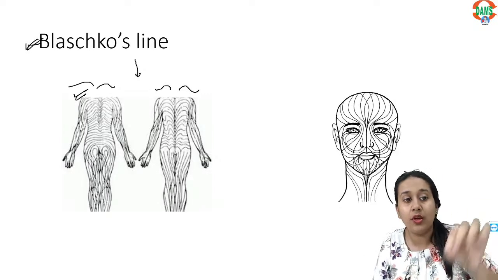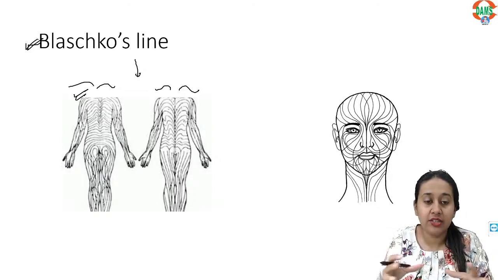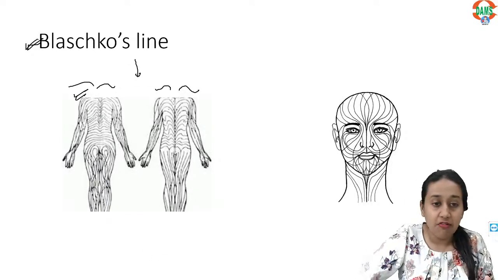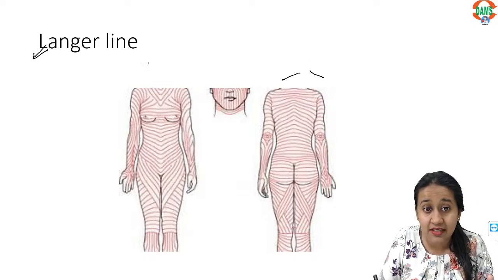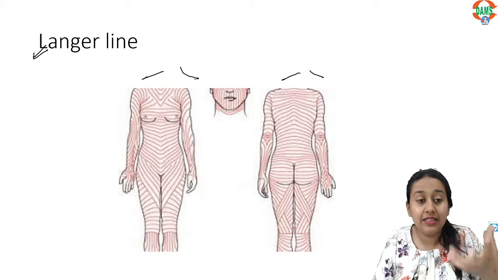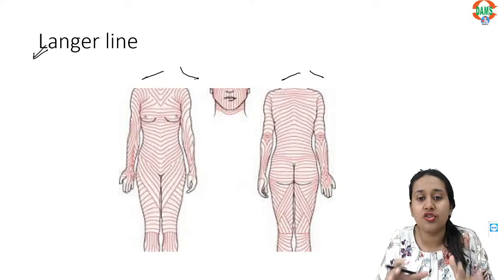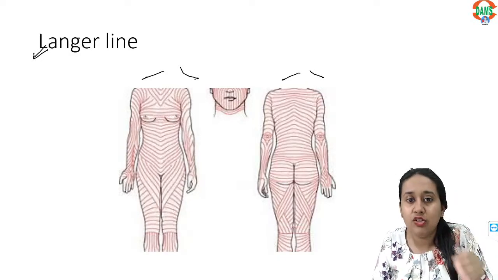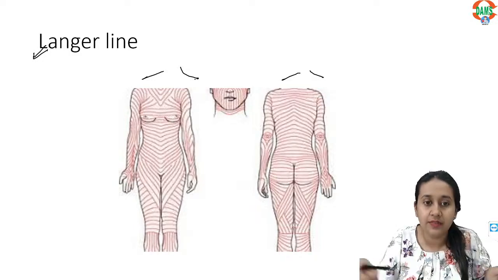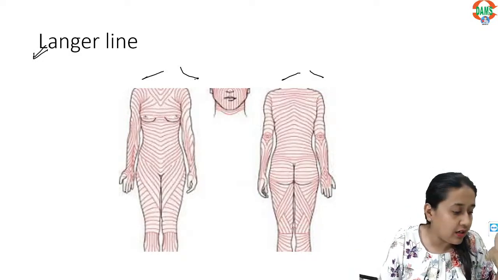These are the embryonic lines through which the embryonic cell travels. While Langer lines are straight lines, they are not S-shaped lines. And these lines are important for the surgeons because they are minimal tension lines. Whenever they need to give an incision, they give it along these lines so that the healing occurs better.